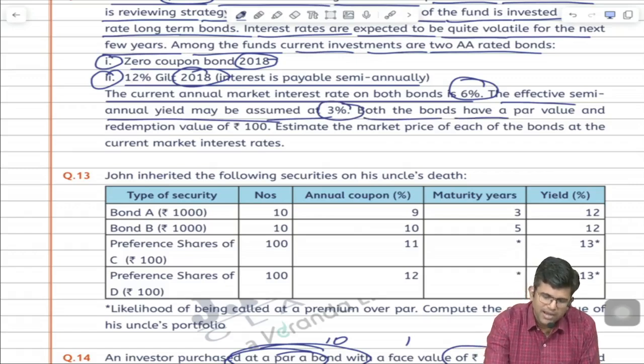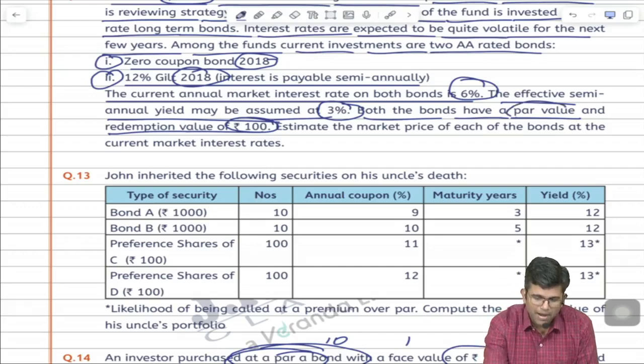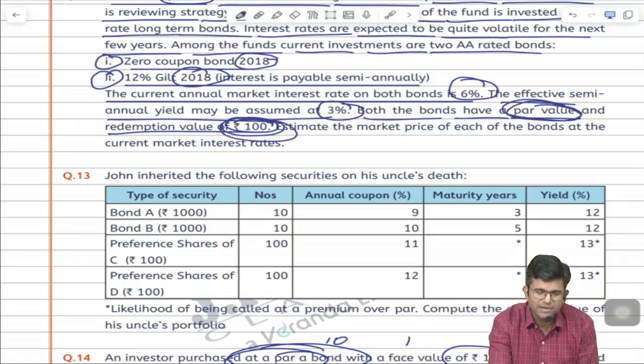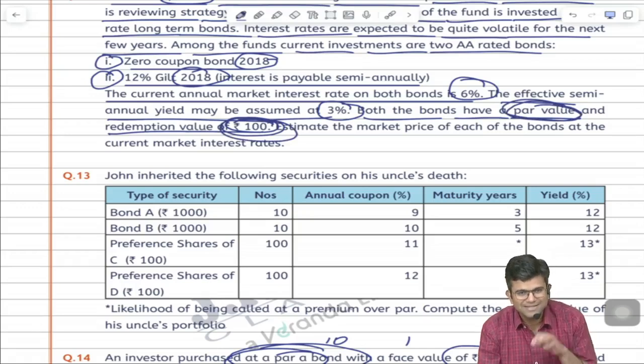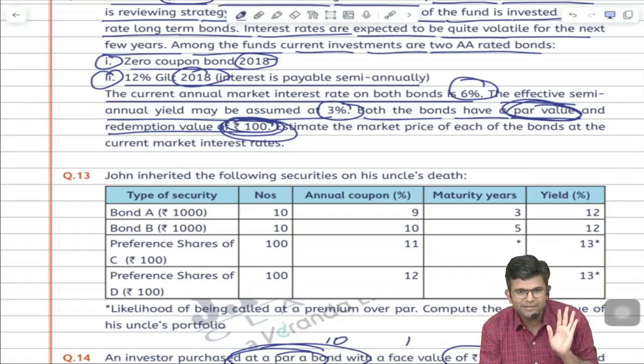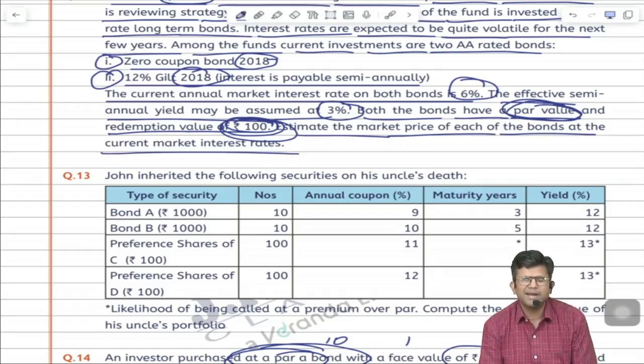Both the bonds have a par value and redemption value of 100. Listen to me carefully. They did not say that both bonds have market value and redemption value same. They did not say issue price is same as redemption value. They are simply saying redemption is at par. There is nothing else in this line. This line also, if they wouldn't have given, was okay, because we would have anyways assumed the redemption at par. Estimate the price of the bond at the current market interest rate.